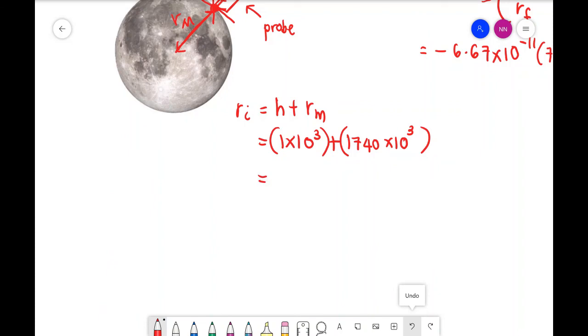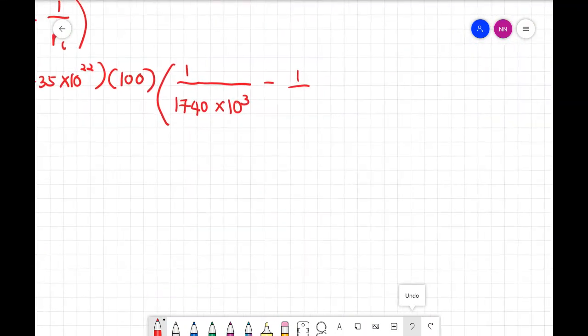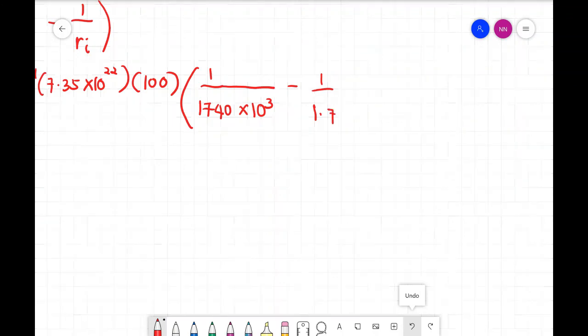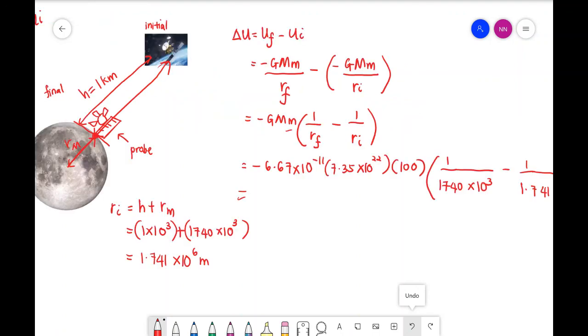Okay, so boleh substitute, boleh kira lah. Okay, 1 times 10 to the power of 3 plus 1740 times 10 to the power of 3. So it is equals 1.741 times 10 to the power of 6 meter. Okay, so dah boleh substitute kat sini, 1.741 times 10 to the power of 6 meter. Okay, so boleh dapat answer. So it is equals negative 1.62 times 10 to the power of 5 joule.